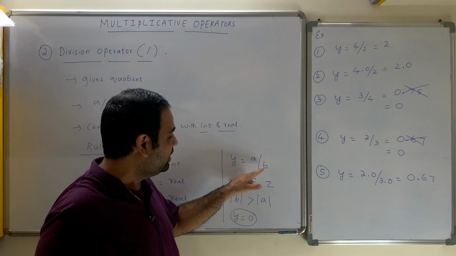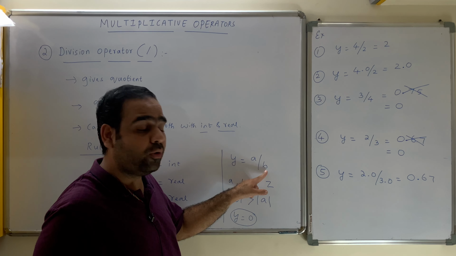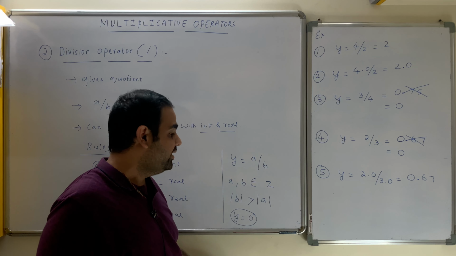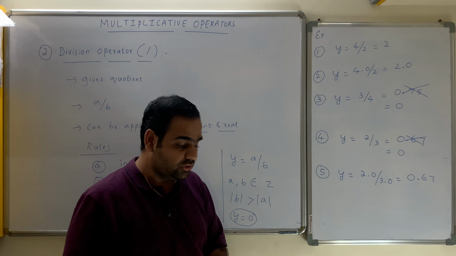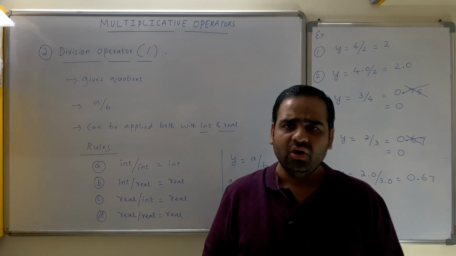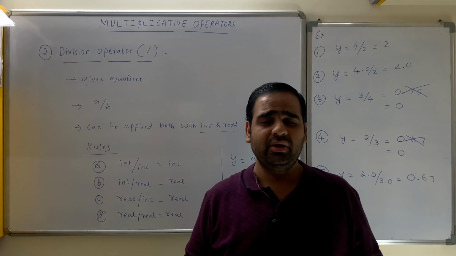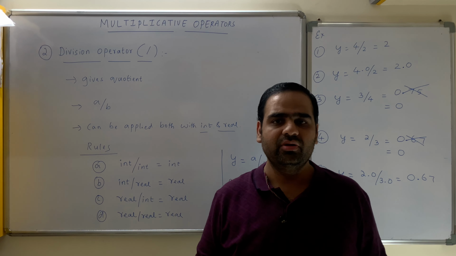Now, you write 10 here, you would write 20. 10 by 20 is 0.5. But a and b both are integer. We know that integer by integer is integer. Hence, you get 0 as answer. This is all about the division operator. Next, we will discuss the multiplication operator. Very, very simple. Thank you.